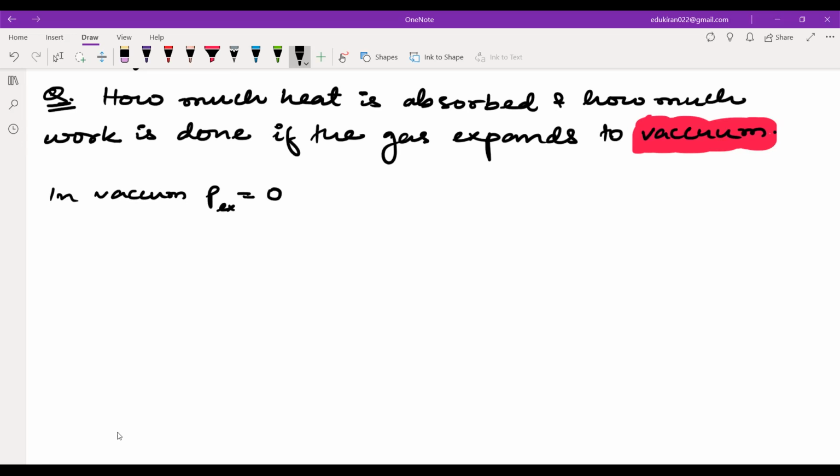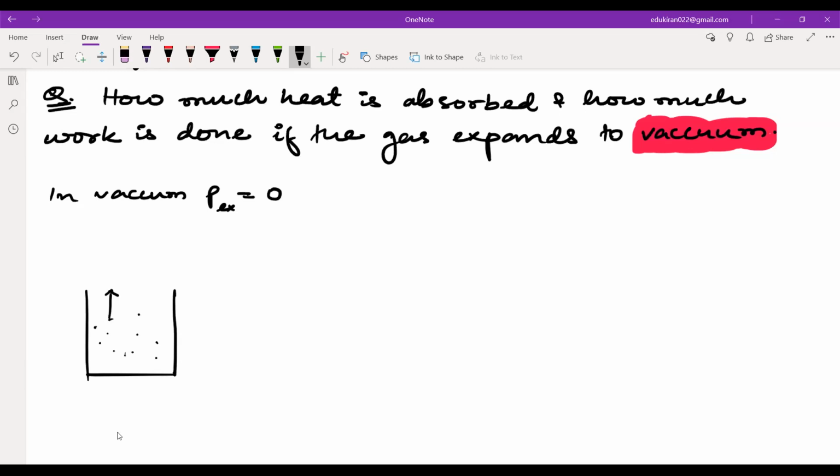Now you also have to figure this out qualitatively. If you have a piston like this, and you are in vacuum, that means there is no external pressure, there is no piston. So the gas is just moving away. The gas is not doing any work, because it is moving in a particular direction without opposing any force. You have to oppose some force in order to do work. If there is no force available, it is not doing any work.